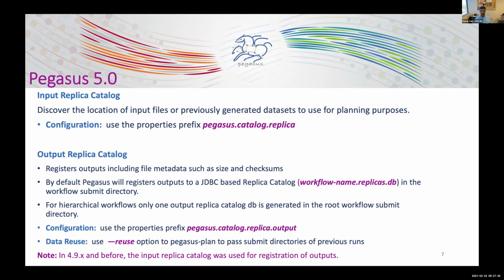And the reason why we are doing it is so that it becomes easier for people to start doing data reuse, which is a powerful feature in Pegasus that enables users to prune their workflows based on existence of data sets from their previous runs. So in Pegasus plan, we have a new reuse option where you can point to your previous submit directories, and then Pegasus can pick up the locations of the registered output from there and use it to prune your workflow.